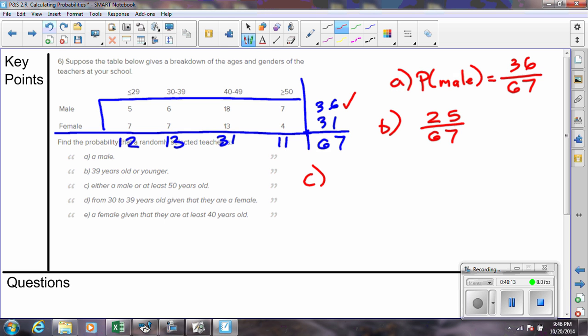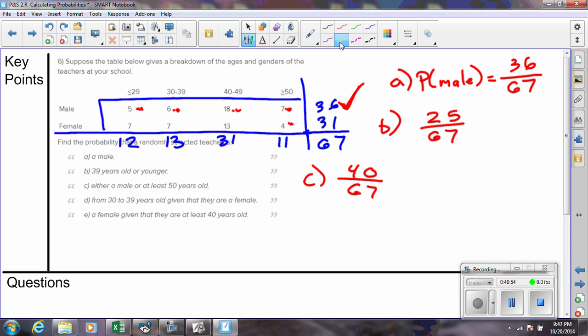Part C, what is the probability that they are male or at least 50? Well, we can do this a couple different ways. Male, male, male, male. And then at least 50. We can take all the men, which was the 36 again, but then add in the women who are over 50, which is 4. 36 plus 4, just adding up each of these numbers, would tell us that would be 40 out of 67. One correct way that we can do it.